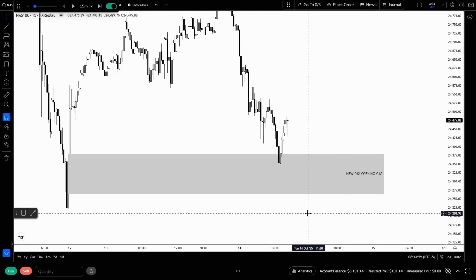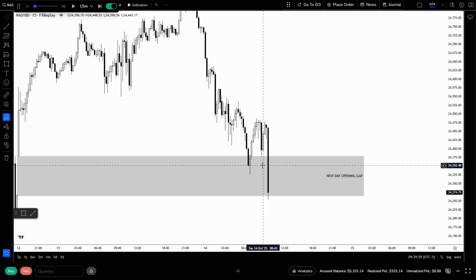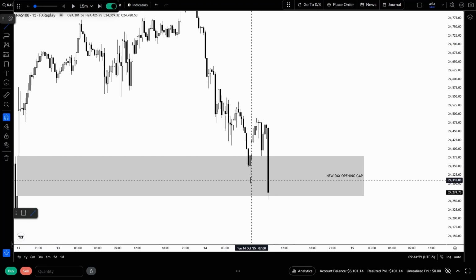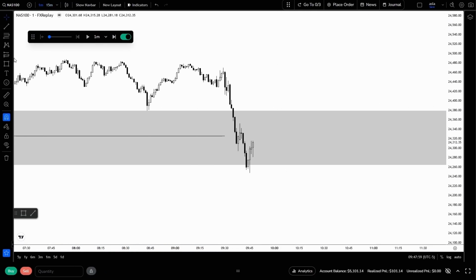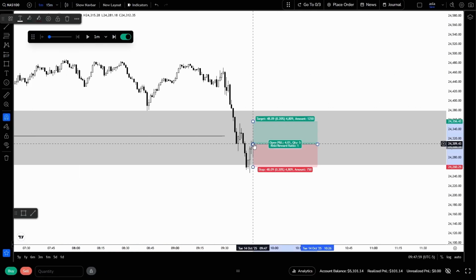And lastly, here we have our final example. We already have our New Day opening gap marked. Now, I want price to take some liquidity, and here it goes. After that, I'm going to place my order right here, as price has already closed above this bearish fair value gap.